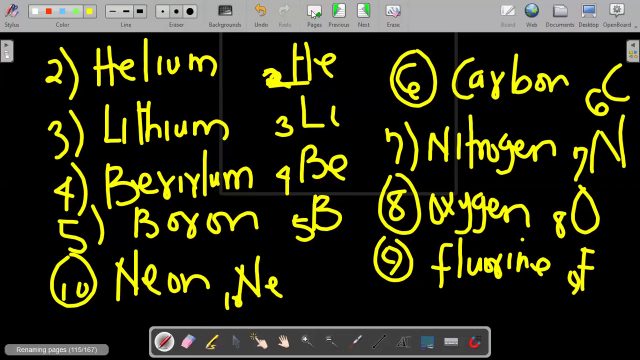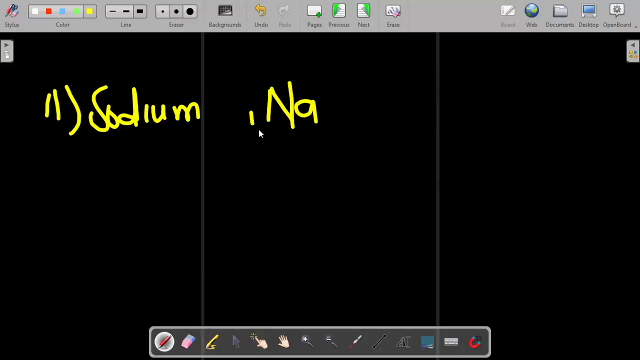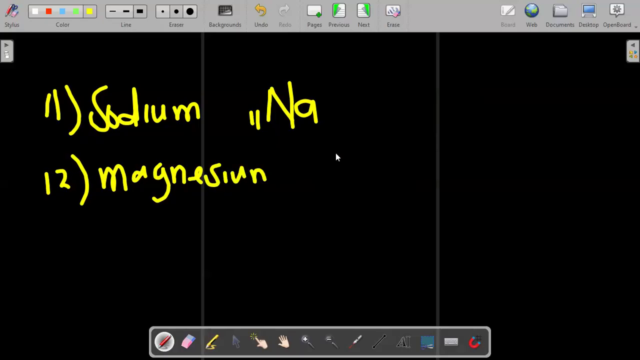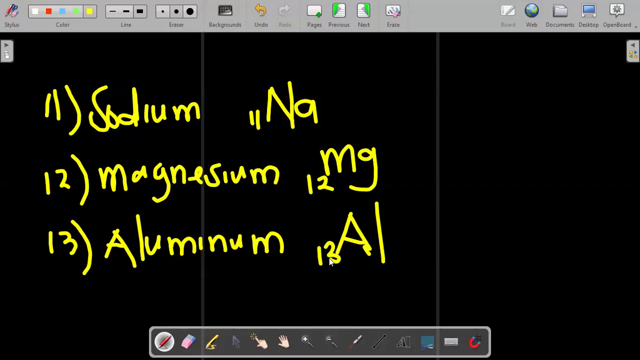Number 11 is sodium. Sodium has the chemical formula Na, capital N and small a. Number 12 is magnesium, which is Mg. Number 13 is aluminium, which is Al. This is 13.